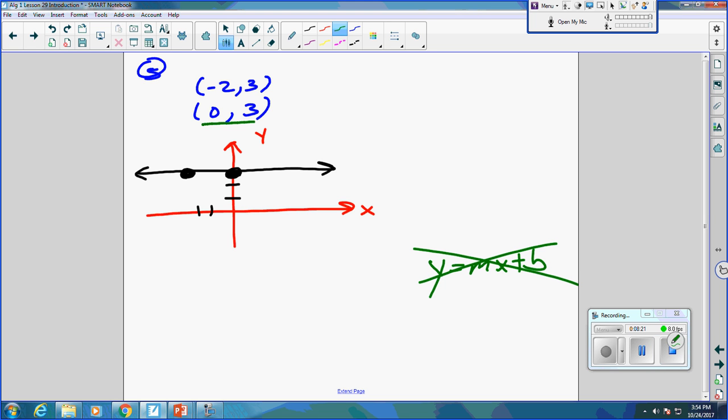Well, you look at the points. What value didn't change? The 3 did not change. So our equation is y equals 3. Building on the intercept problem, we knew the y-intercept this time because when x was 0, y was 3.